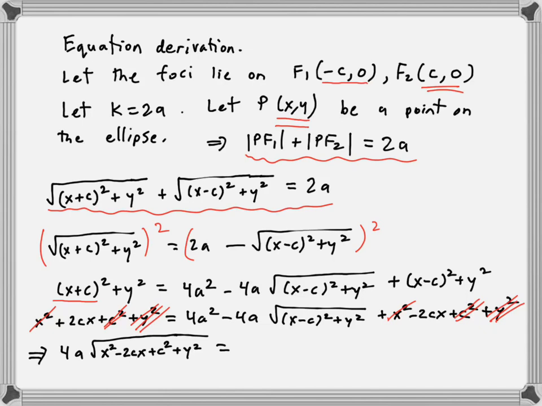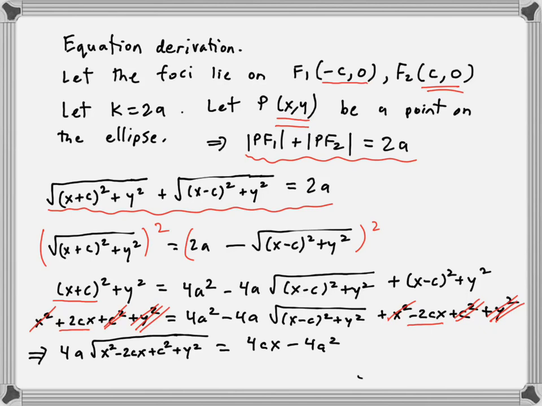So on the other side, here's what I have, right? Let me see, I have 4a squared minus 2cx. But look, I also have another 2cx. So these two 2cx's are actually going to combine when I move it all over, right? So what do I end up with? I end up with 4cx minus 4a squared. Okay.